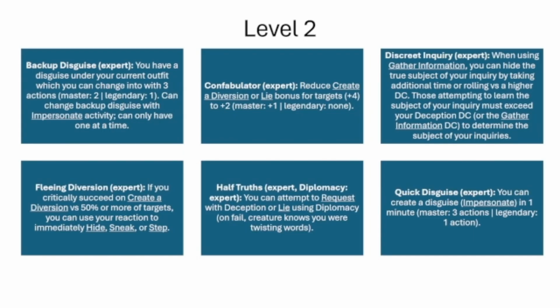The third feat is Discreet Inquiry. It's not exclusive to deception, but it is one of the options for it. The way it works is that whenever you're gathering information, you can hide the true subject of your inquiry. Either you take additional time or roll a deception check in addition to your gather information check. The point of this is that someone trying to figure out what you were asking about has to succeed against your deception DC or the gather information DC. Typically, it's whichever one is higher to determine what you were asking about.